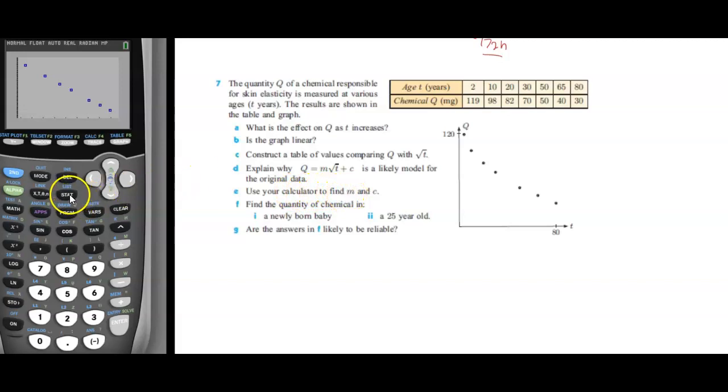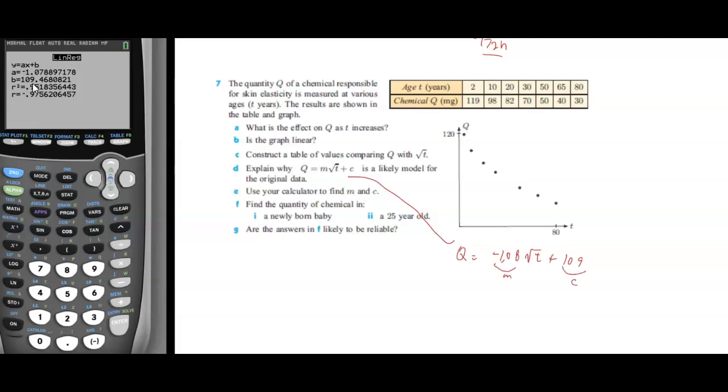Okay, now we're going to do stat calc lin reg. So we do stat calc lin reg number 4 and calculate. And we have negative 1.07. Let's see. I'm going to do this. Oops. We're going to do this. We're going to have Q equals negative 1.08 square root of t plus 109. Okay. So our m value is this, and our c value is this.